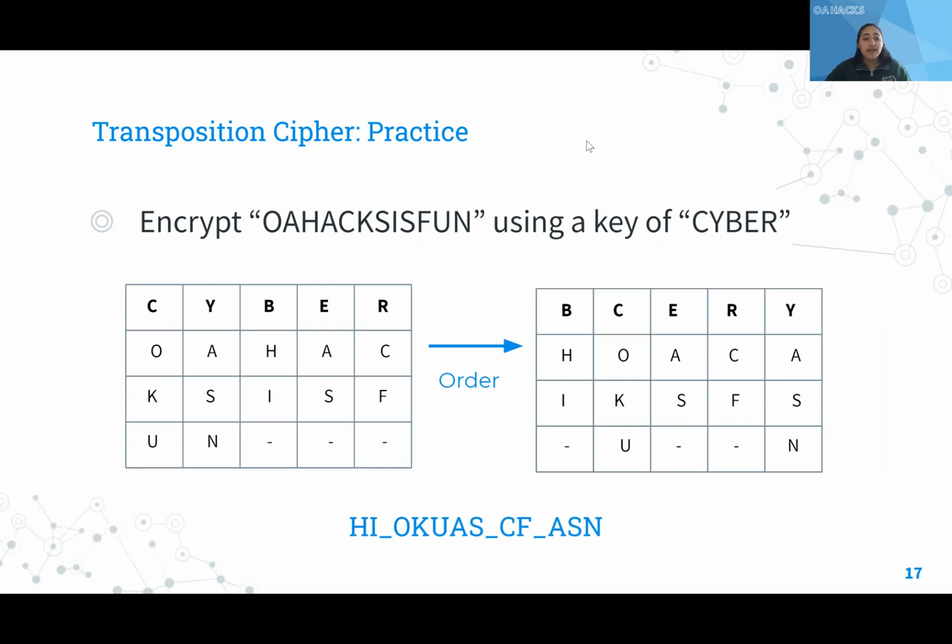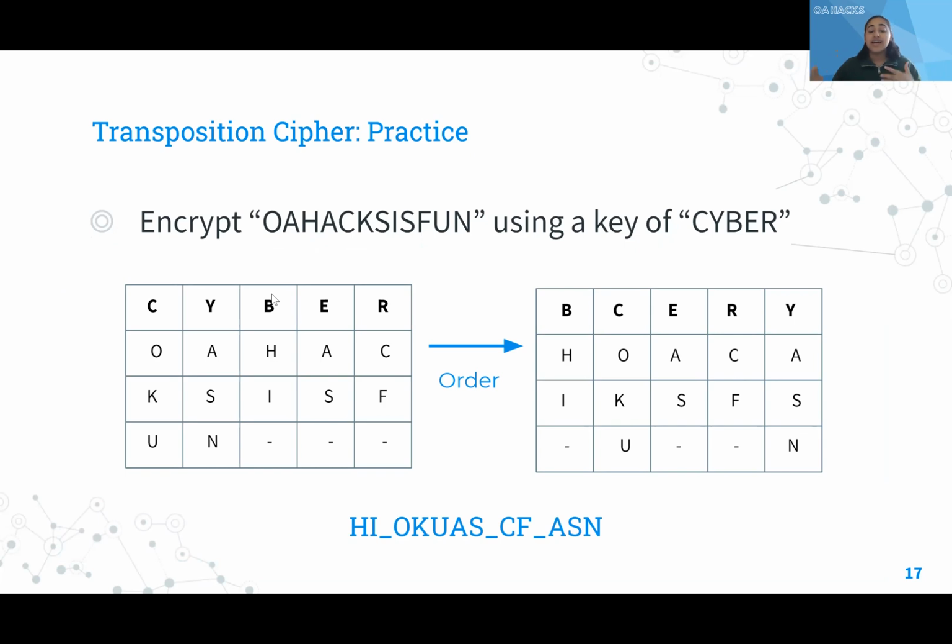And that is right. Basically, I wrote out the key of CYBER in bold at the top. Because it has 5 letters, there are 5 columns. So I wrote out OA hacks is fun in those 5 columns, and because it didn't even out, I had to add 3 null spaces.